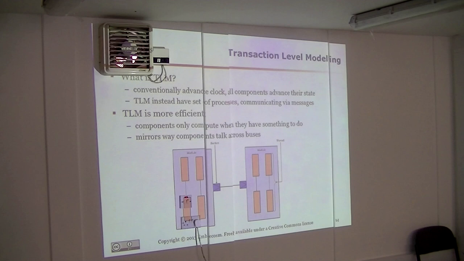So where you can run an Icarus Verilog model of OpenRISC at 2 or 3 kilohertz, and you can run a Verilator model of it at 150 kilohertz, you can potentially run a TLM of an OpenRISC at many megahertz.